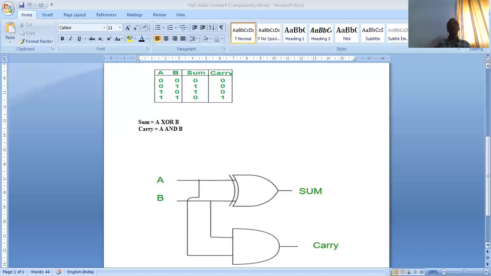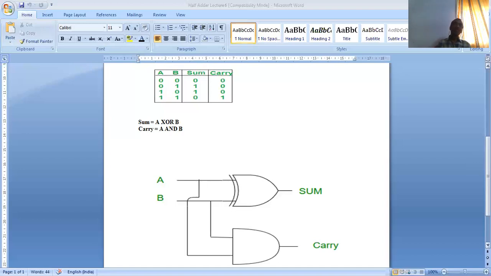But there is only one difference. What is that difference? When you are drawing the diagram, again I want to remind you, some students are making mistakes: in the place of XOR gate they are writing XNOR gate or XAND gate, and some students in the place of AND gate are drawing the OR gate.